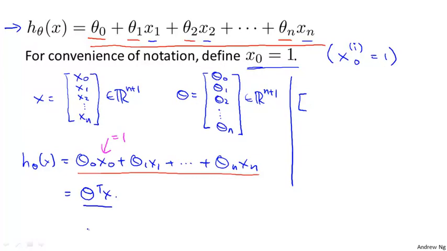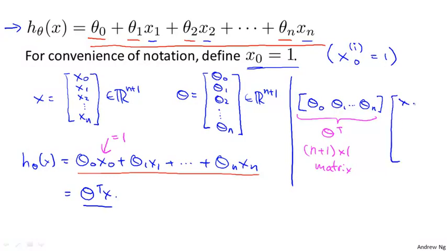Depending on how familiar you are with inner products of vectors, if you write out what theta transpose x is, it is this: theta 0, theta 1 up to theta n. So this thing here is theta transpose, and this is actually a 1 by n plus 1 matrix. It's also called a row vector. And we take that and multiply it with the vector x, which is x0, x1, and so on down to xn. And so the inner product that is theta transpose x is just equal to this.